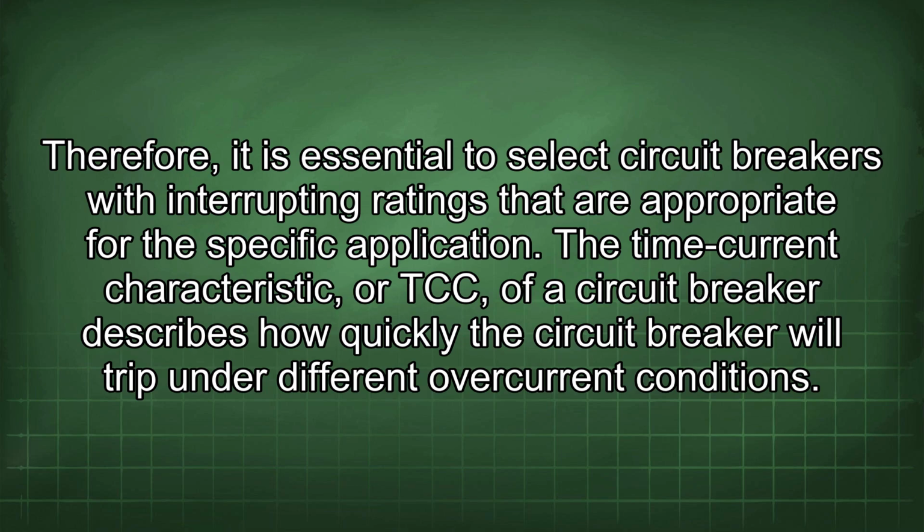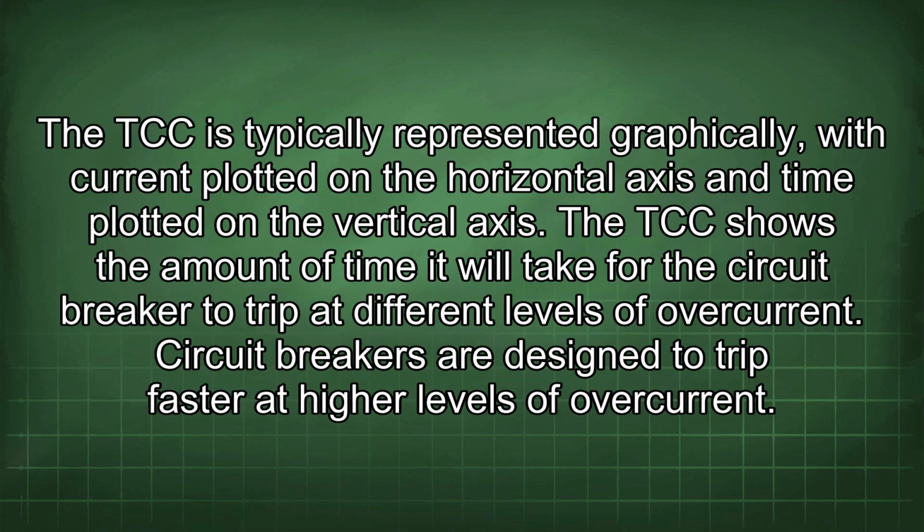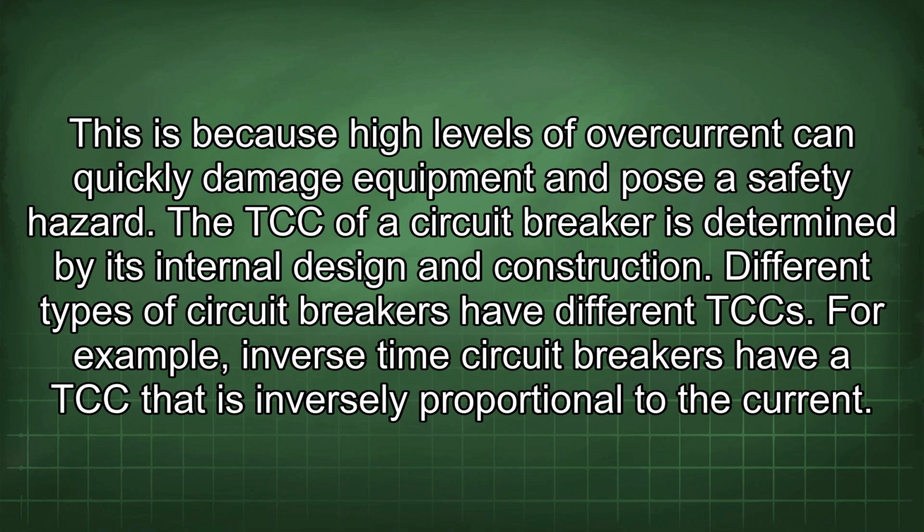The time current characteristic, or TCC, of a circuit breaker describes how quickly the circuit breaker will trip under different overcurrent conditions. The TCC is typically represented graphically, with current plotted on the horizontal axis and time plotted on the vertical axis. The TCC shows the amount of time it will take for the circuit breaker to trip at different levels of overcurrent. Circuit breakers are designed to trip faster at higher levels of overcurrent. This is because high levels of overcurrent can quickly damage equipment and pose a safety hazard.